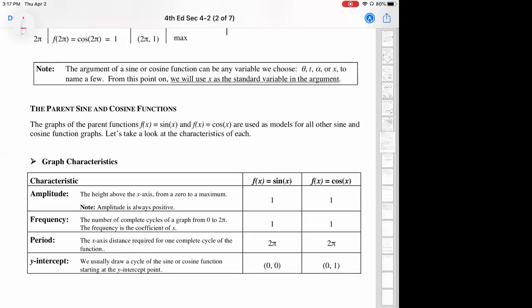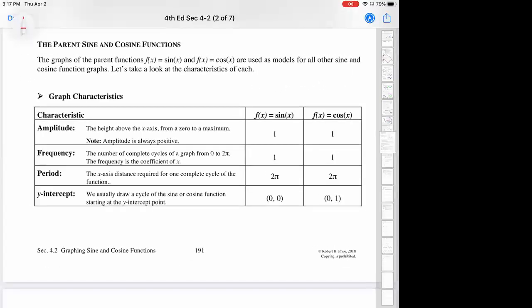The parent sine and cosine functions. The graphs of the parent functions f of x equals sine of x and f of x equals cosine of x are used as models for all the other sine and cosine function graphs. Let's take a look at the characteristics of each.